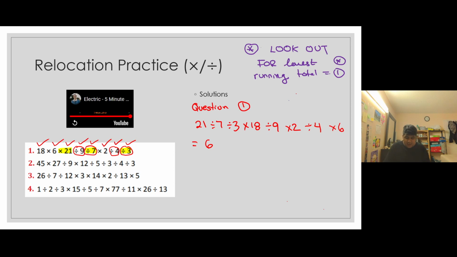So that's how you want to always do these questions. Number 1, look out for any lowest running totals which give you 1. And then just add on and try to keep that number as small as possible.